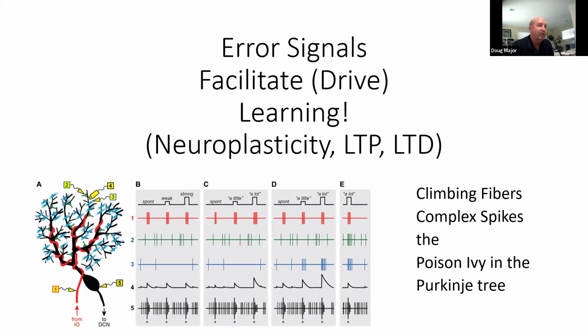And this all has to do with error signals, and that error signal facilitates learning, that neuroplasticity, the long-term potentiation or long-term depression. And as it's been said, this fiber, the climbing fiber up the Purkinje, is the most studied learning fiber and the most plastic, they feel. That climbing fiber, I would call the poison ivy of the Purkinje tree.